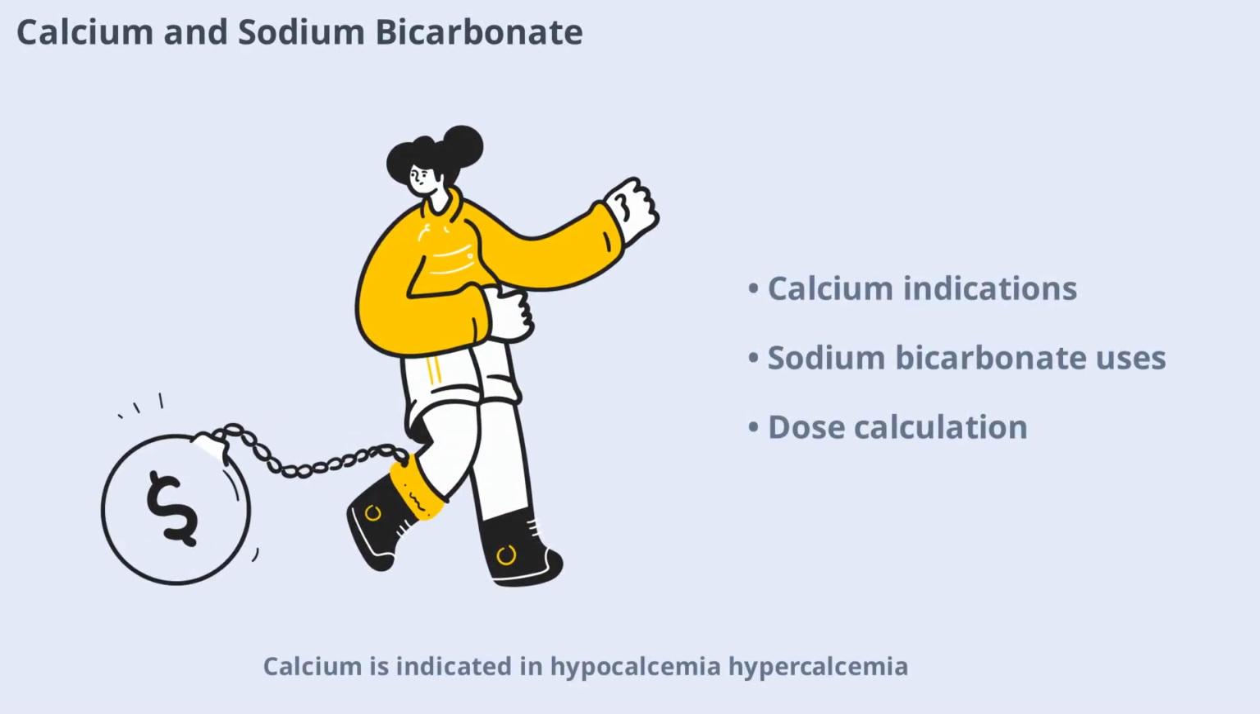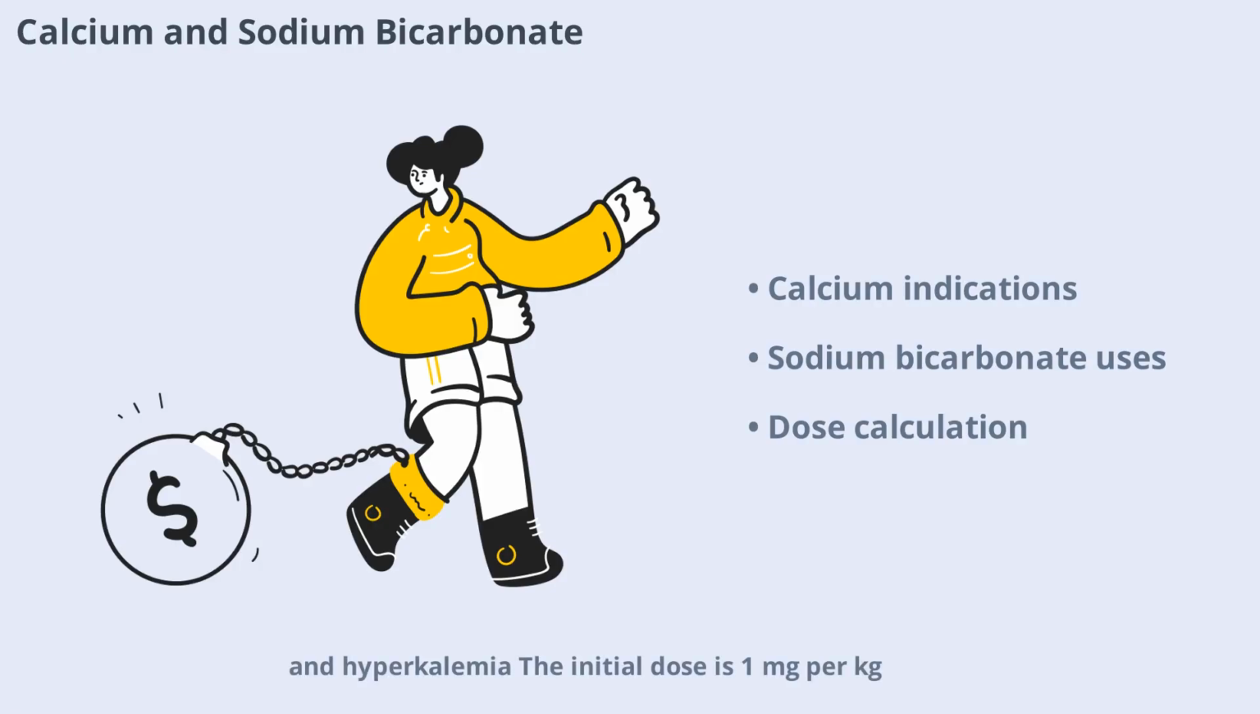Calcium is indicated in hypocalcemia, hypercalcemia, and calcium channel blocker overdose, with a dose of 10 milligrams per kg body weight. Sodium bicarbonate is used for metabolic acidosis, prolonged arrest, and hyperkalemia.